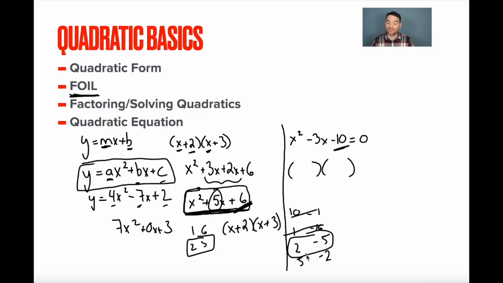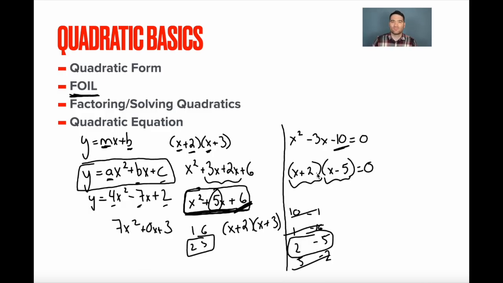2 plus negative 5 is negative 3, and 5 and negative 2, that doesn't work. So the terms that I'm looking for are x plus 2 times x minus 5 equals 0. Now here's the last step to solving by factoring. Take a look at this, right? This is a multiplication. I'm basically saying this value right here times this value right here is equal to 0.